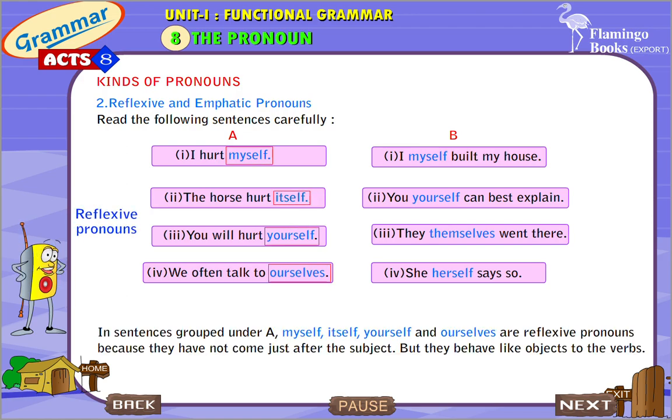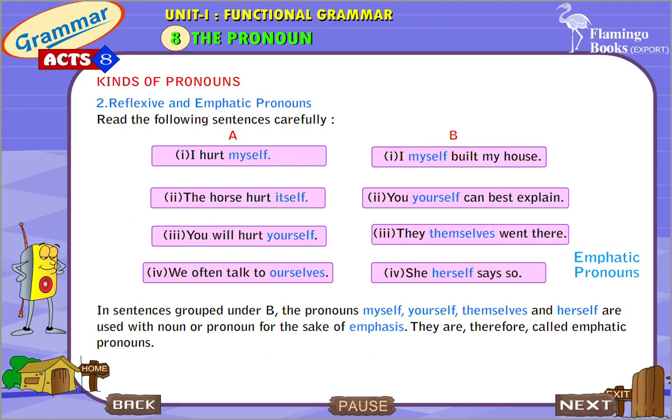In sentences grouped under A, myself, itself, yourself, and ourselves are reflexive pronouns because they have not come just after the subject, but they behave like objects to the verbs. In sentences grouped under B, the pronouns myself, yourself, themselves, and herself are used with a noun or pronoun for the sake of emphasis. They are therefore called emphatic pronouns.